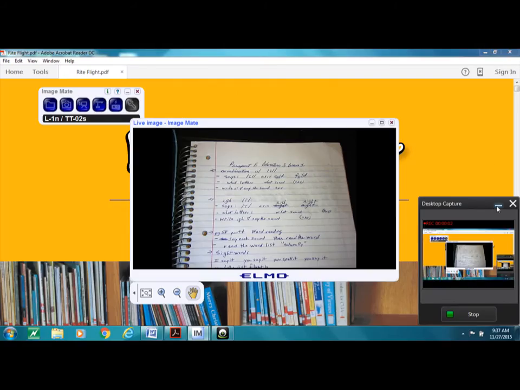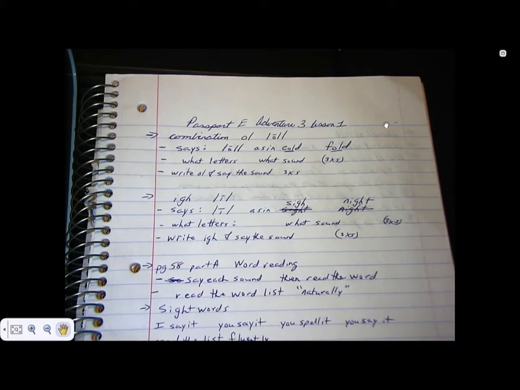Today we're going to be looking at Adventure 3, Lesson 1. You should already have your book out. It's going to be page 58. Again, that's Adventure 3, Lesson 1, page 58.